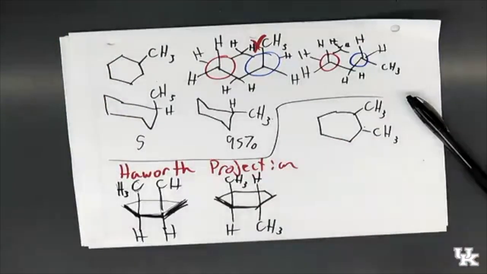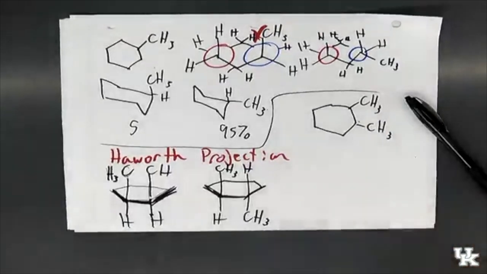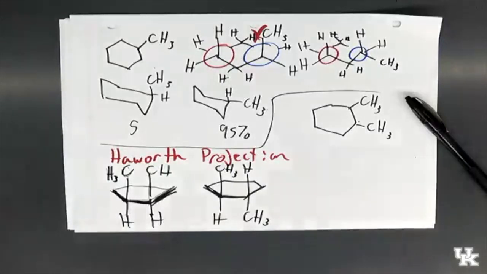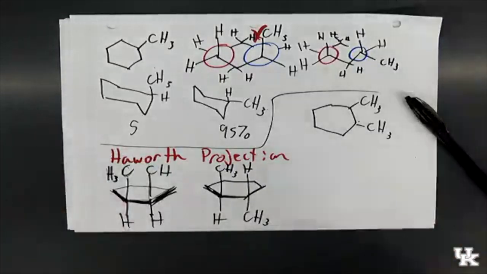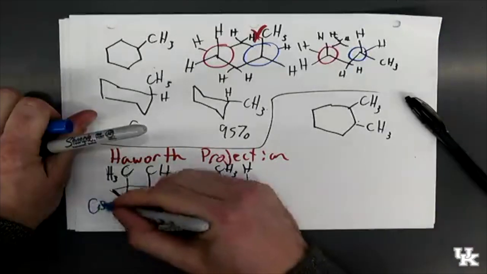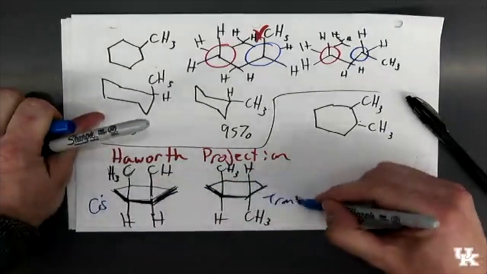So you can see, even though these are pretty poorly drawn, how easy it is to see whether the CH3s are on one side of the ring or on the other. And we call these cis and trans isomers.